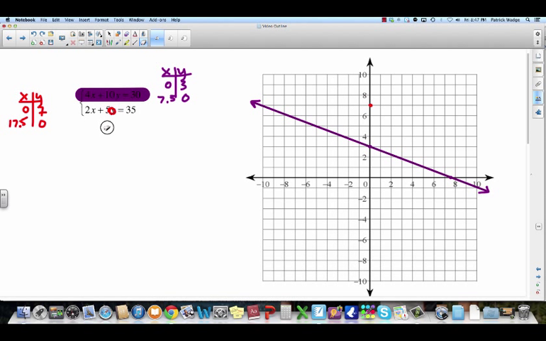We need a different method. So, or we can get a bigger graph. But I'd like to use this graph since it's already here. So what's the other way we can graph? We can switch this into slope-intercept. So we want to get the y by itself.